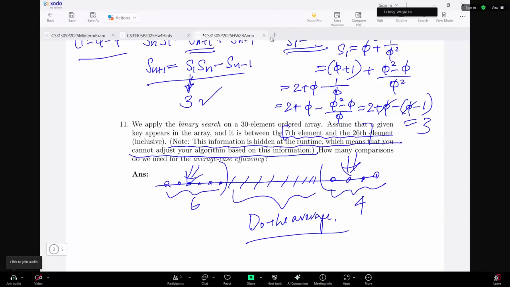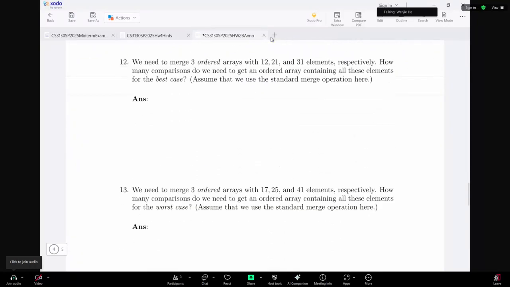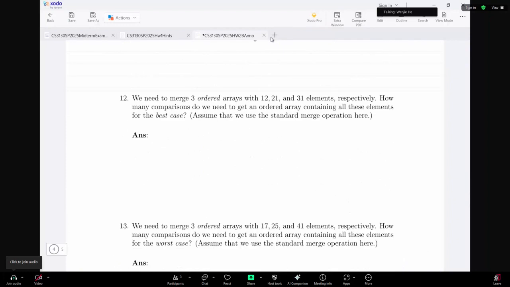Then, for the last few minutes, I need to talk about two questions, related to merging three arrays. Let me explain that, because based on my experience, many students have questions on these two questions, number 12 and number 13.